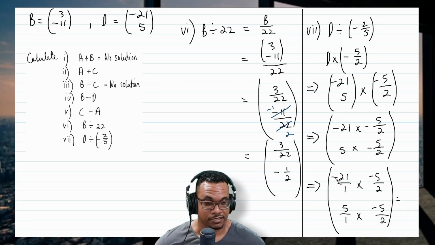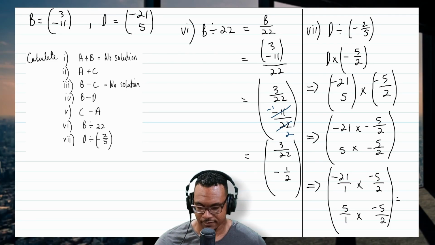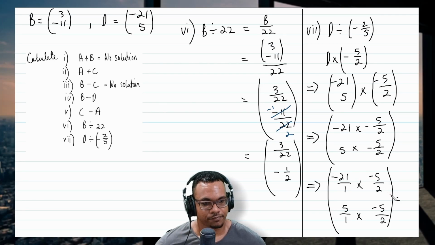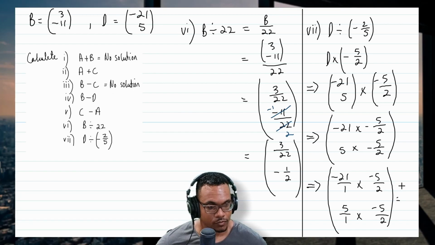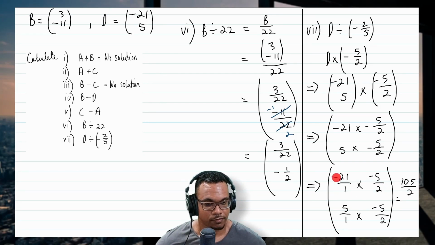Actually nothing cancels, so negative 21 by negative 5. Let me pull my calculator up. 21 by 5, and we have 105, so that'll be positive 105/2, because 1 by 2 is 2, and negative by negative, the signs are the same, so the answer is positive.